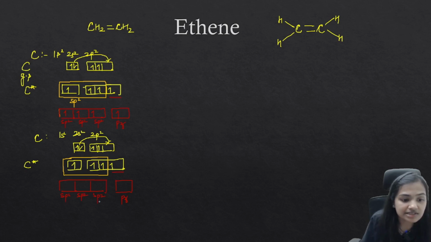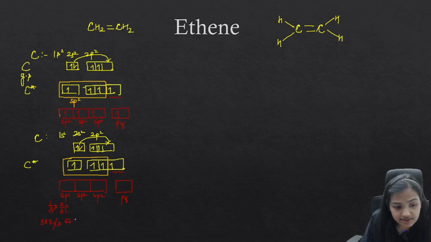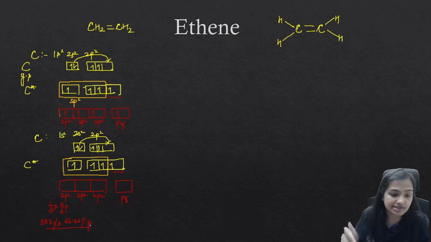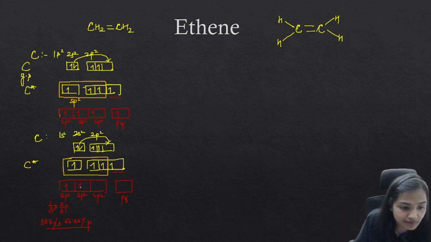Now if you see in the case of sp2, we can say that here we have 1/3 of s character and we have 2/3 of p character. In other terms, I can say that I have 33.33% of s character, and the p character is 66.66%. So this is the percentage of p character, how much s and how much p is there. Now here also I would be having 1, 2, 3 and 1 electron will be there.